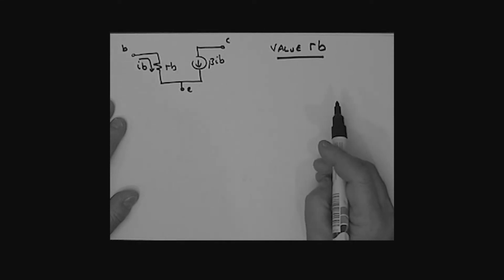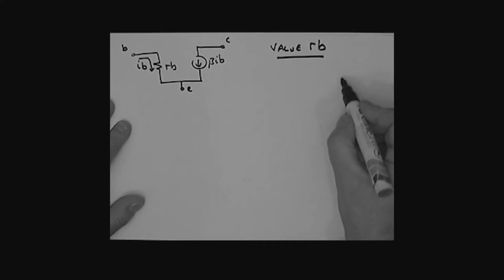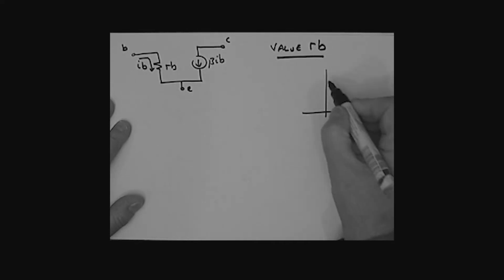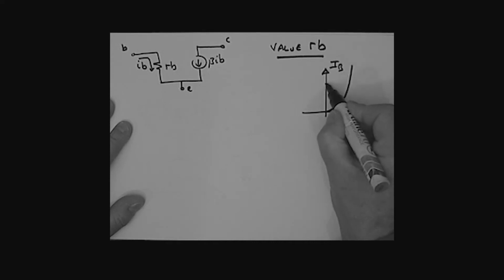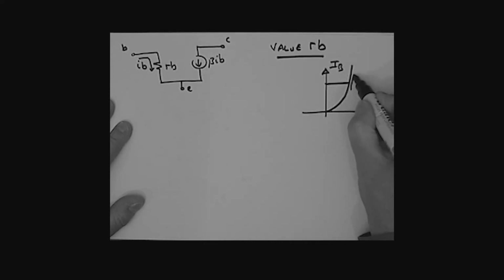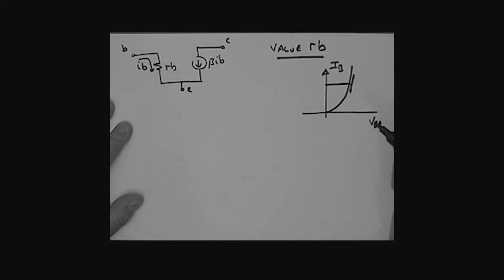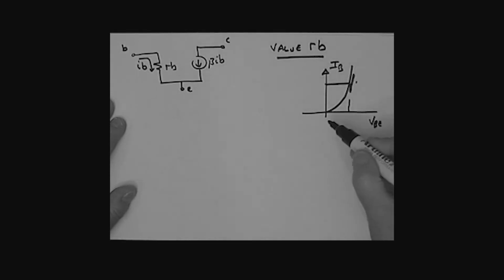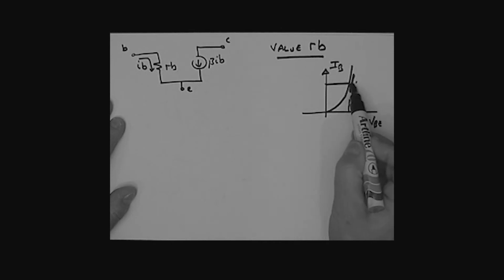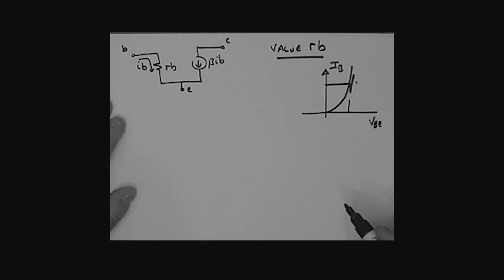Remember, it is the slope at the operating point. If I look at those input characteristics again, there's IB, there's VBE. We had this exponential characteristic, and we have an operating point here. Remember, it's really that slope at the operating point that we have to find. This is an exponential equation, which would require us to write down an exponential equation, differentiate it, and determine its value at the slope.